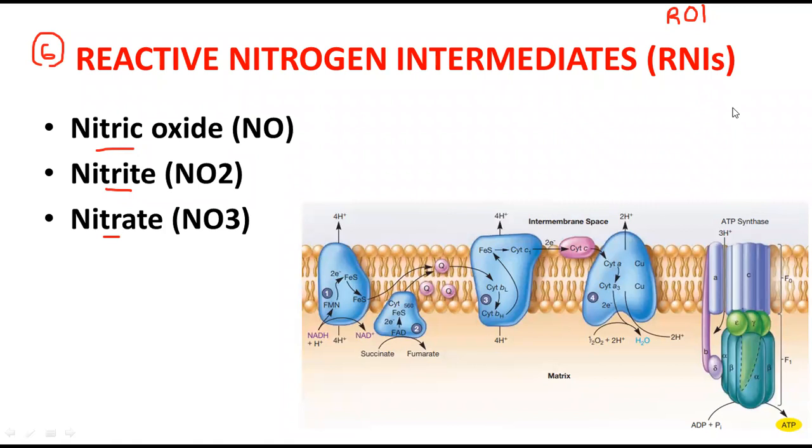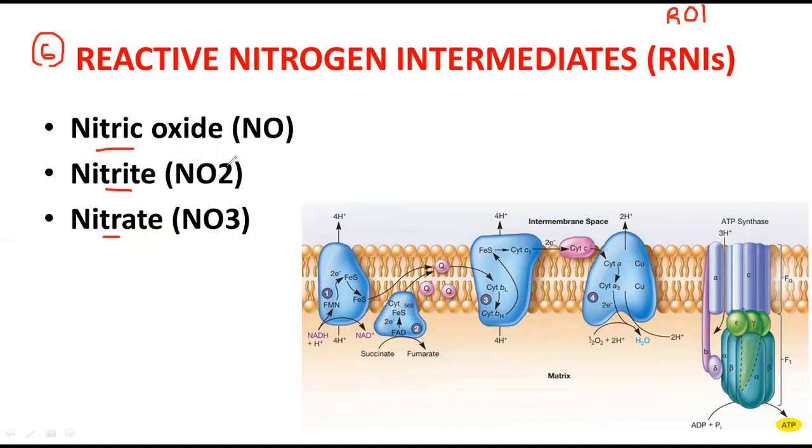The enzymes present in the lysosomes have the ability to manufacture nitric oxide, nitrite, and nitrate from different proteins. So what do they do? They use the amino acids. First of all they cleave the protein and amino acids are produced, and after that those amino acids are further metabolized, and nitric oxide, nitrite, and nitrate are produced. These are known as reactive nitrogen intermediates.